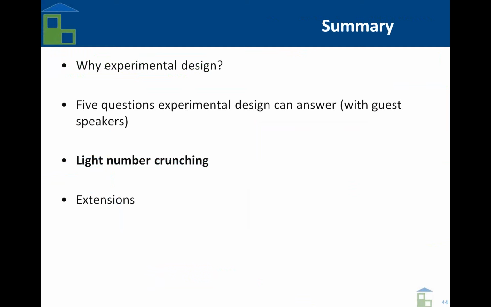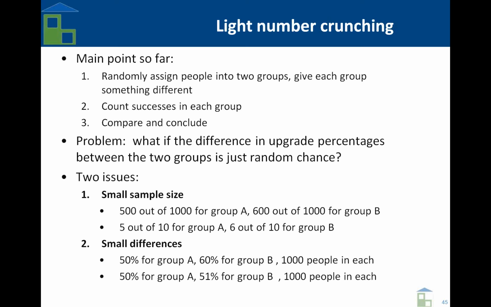Okay, so now we've come to the number crunching part, which is really not that bad. So far we've seen how we can randomize people, count the successes, and then look at the percentage difference in upgrades between group A and group B. So the problem is that the percentage difference might be due to the difference that you're trying to test, but it also might just be due to random chance. Okay, so there's two issues.